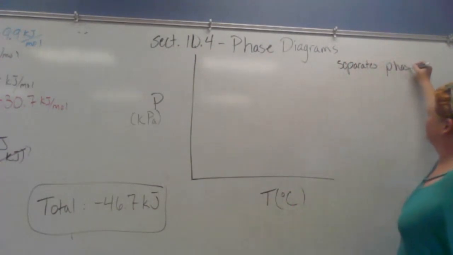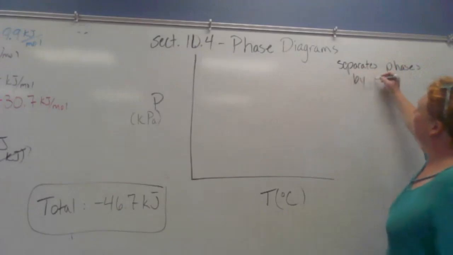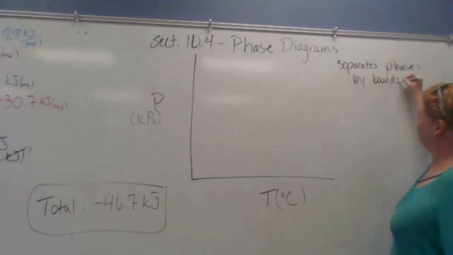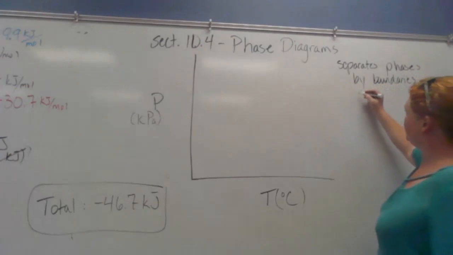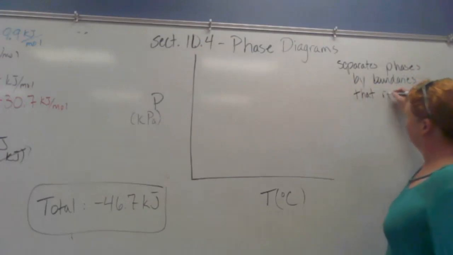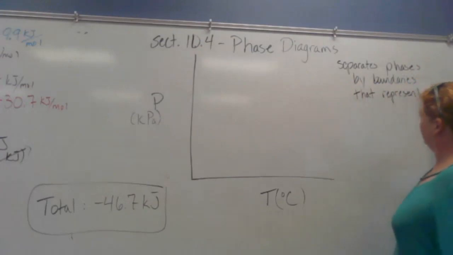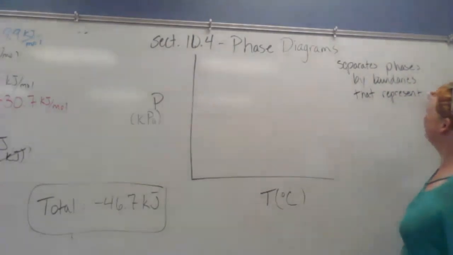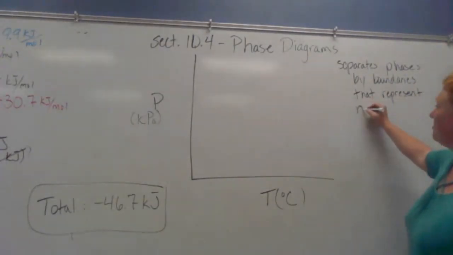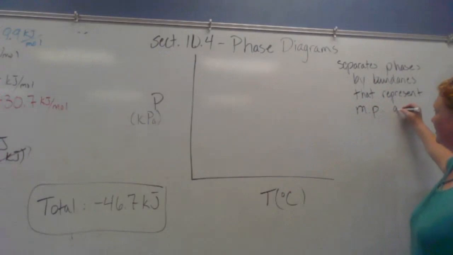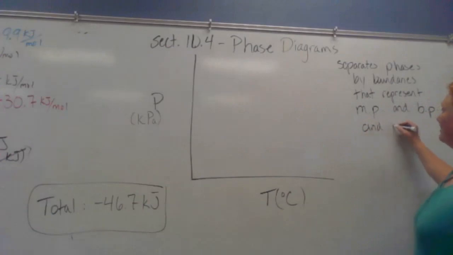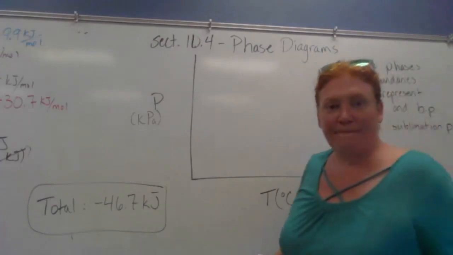the phases by boundary lines that represent the melting point and the boiling point, right? And we haven't really talked about this because we haven't needed to. And there's also a sublimation point, right?